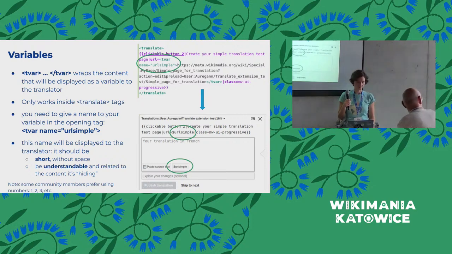Yeah, it needs to be unique, but only within the translate unit. So within those translate tags, it needs to be unique. But if you use it in two different translate units, you can use the same name. So I often use just URL, for example, as the parameter name. Yeah. Cool, thank you so much. I didn't know that.